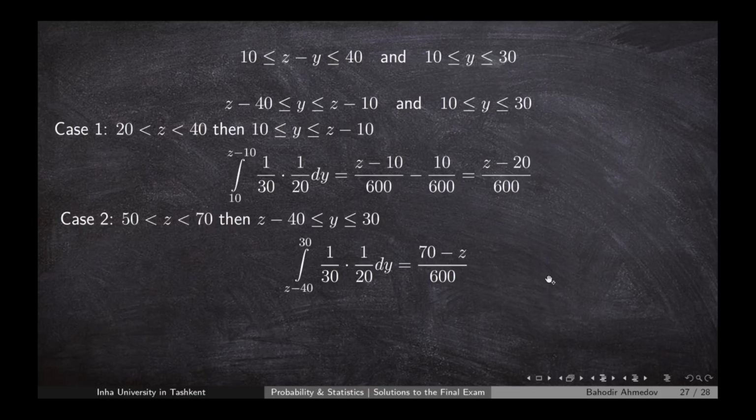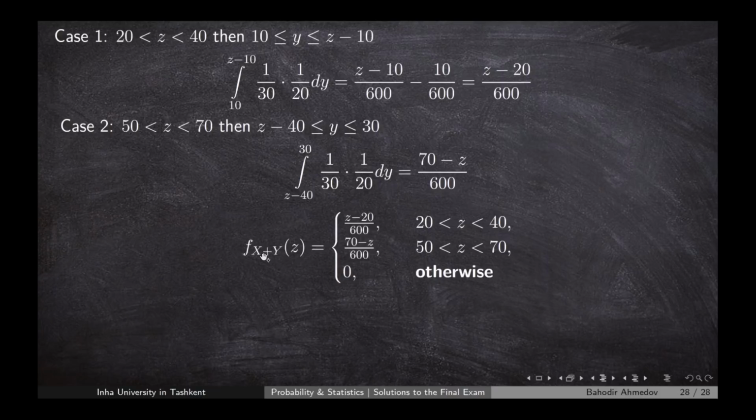So that is why the density function of the z, which is the sum of the two values x and y, is going to be equal to z minus 20 over 600 if the z is between 20 and 40, 70 minus z over 600 if the z is between 50 and 70, and 0 otherwise.